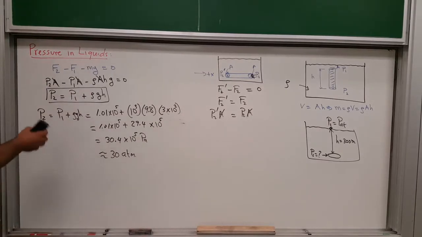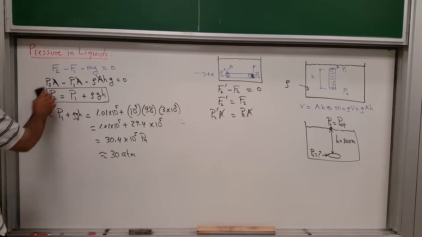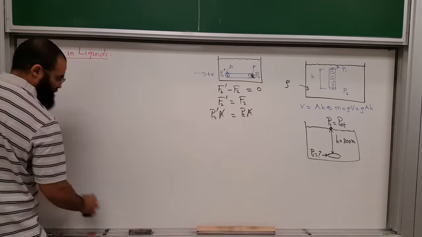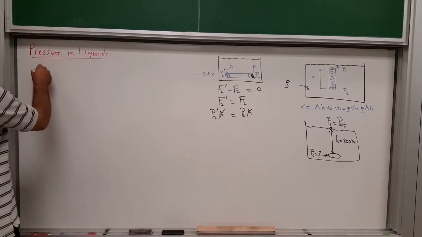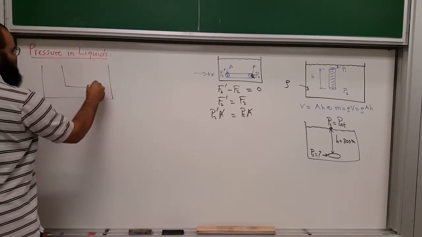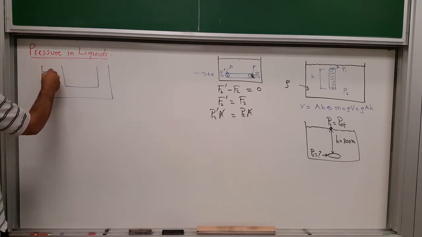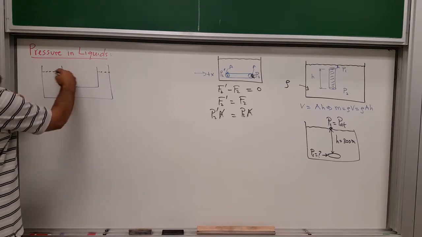Why, for example, if you have a liquid, does it have to have the same level? Let me just show you here. For example, let's say I have a container that's U-shaped, like a U-tube. If I fill it with water, it has to have the same level on both sides.